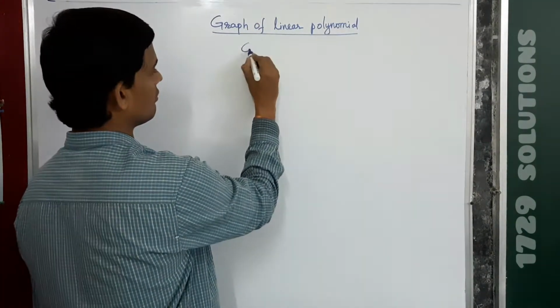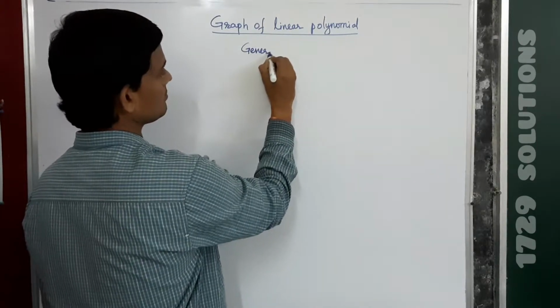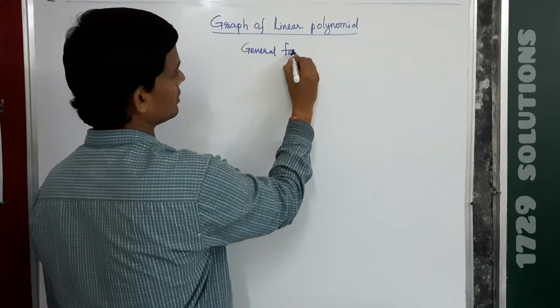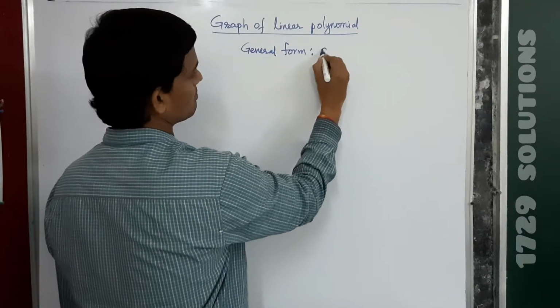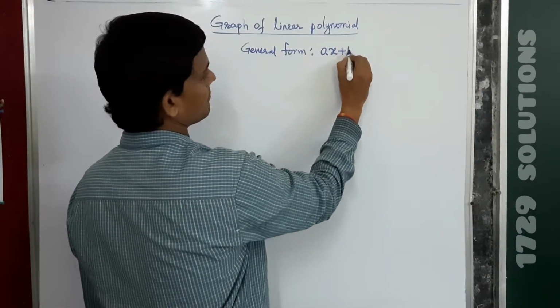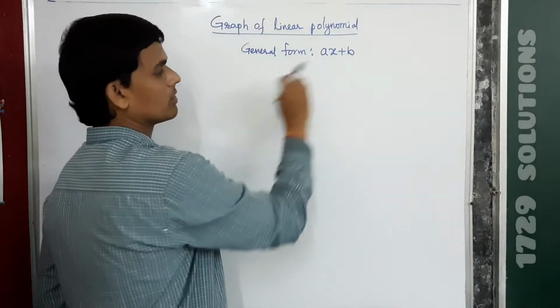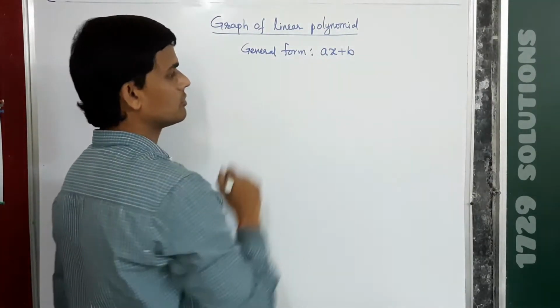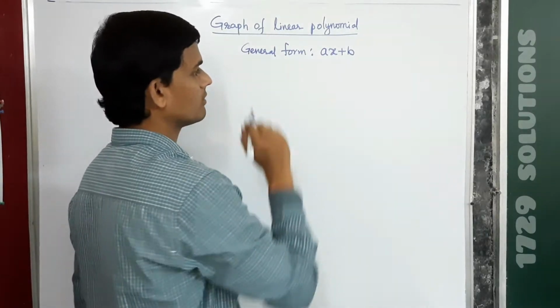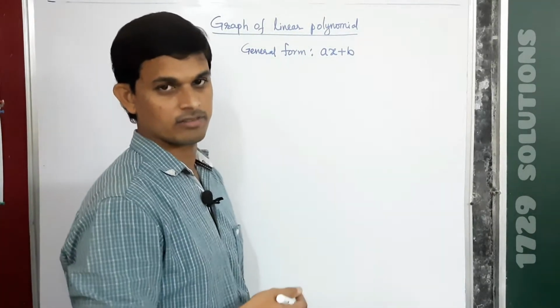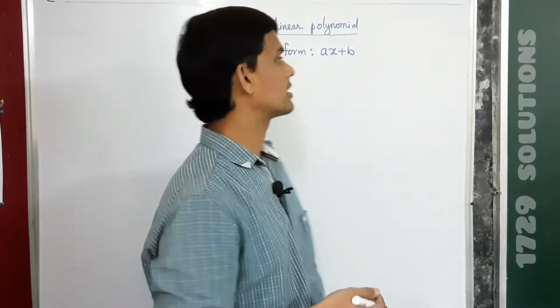So what is the general form of this? You know very well the general form is ax plus b. This is the general form of a linear polynomial, where a is not equal to 0. So we need to draw the graph of this linear polynomial.